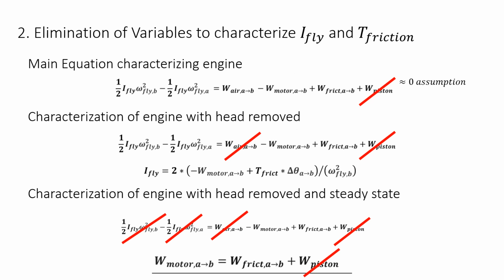And T friction can be used to find I fly as we go back up to the characterization of the engine with the head removed, but not during steady state. So the moment of inertia of the flywheels is equal to 2 times negative work done by the motor plus T friction times the change in angle, divided by the angular velocity squared.